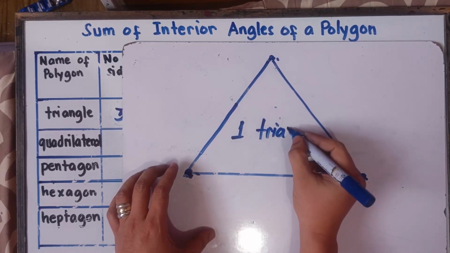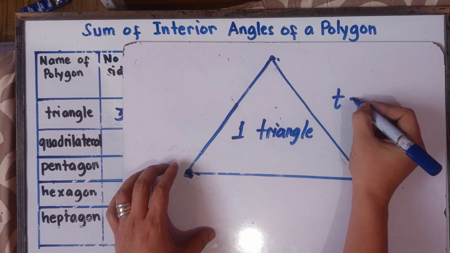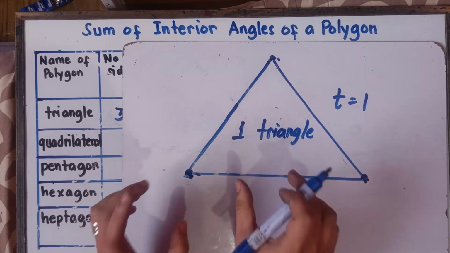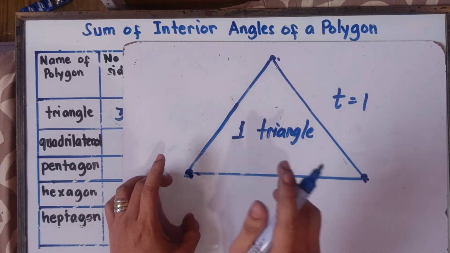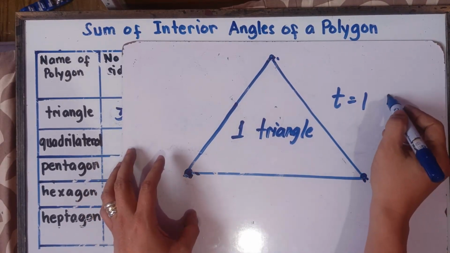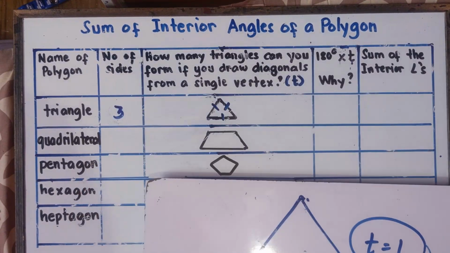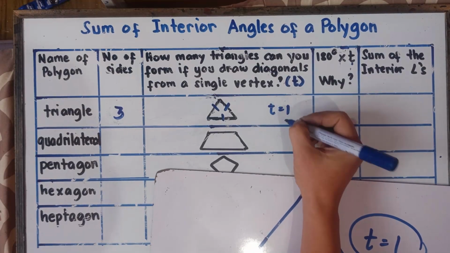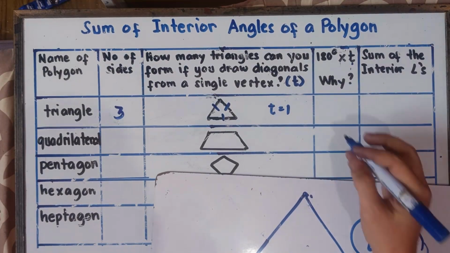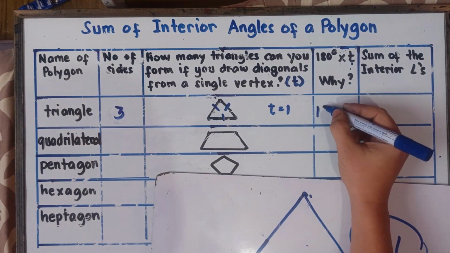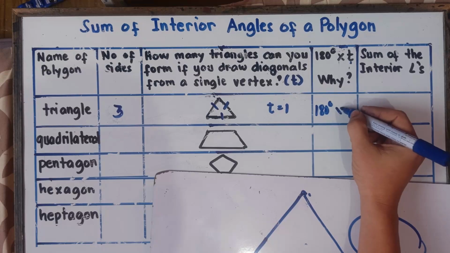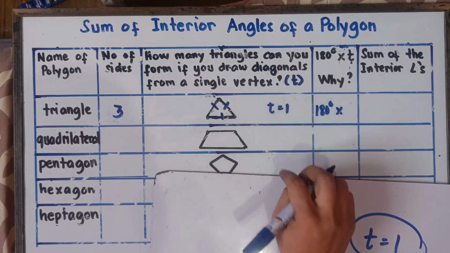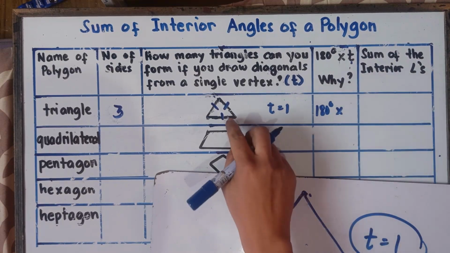So our answer for T would be 1. T is equal to 1 because there's only one triangle. We cannot draw a diagonal with this given triangle from a single vertex. So we can write this one: 180 degrees times the value of T, that would be 1. Only one triangle with this given triangle.